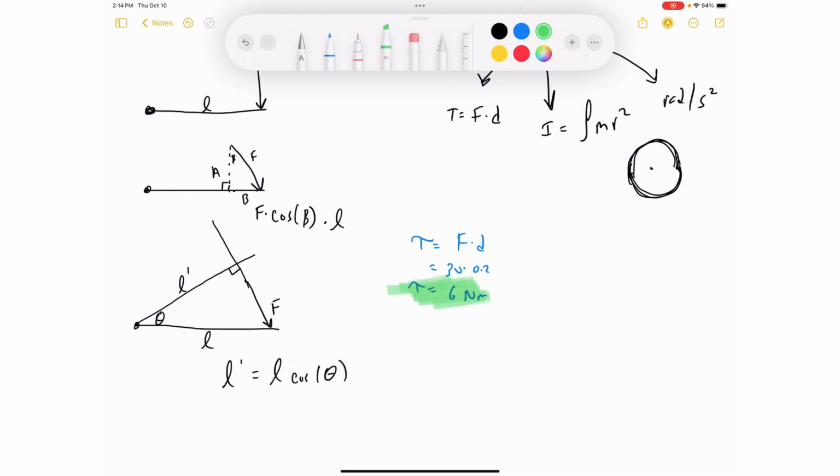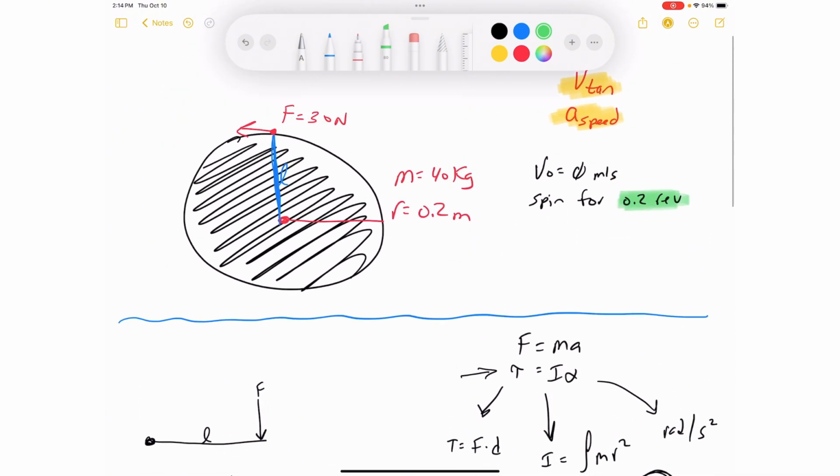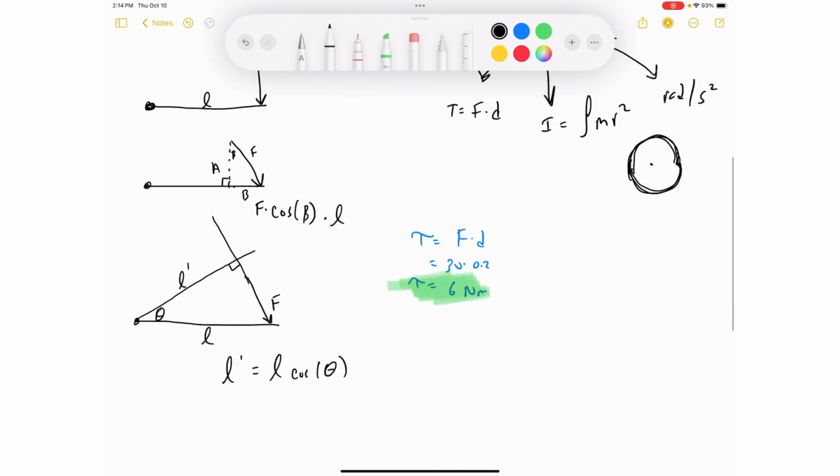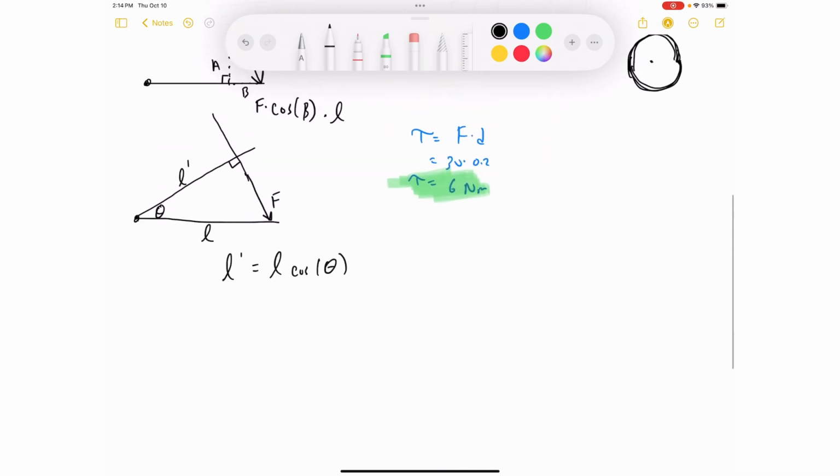Next thing we want to know is, remember, we have the formula right here, tau equals I alpha. So we're looking for alpha, but we know tau, but we don't know I. So what you'd have to do is, you have a disk, and you'd have to figure out, using calculus, starting out and integrating across this radius, what that is.